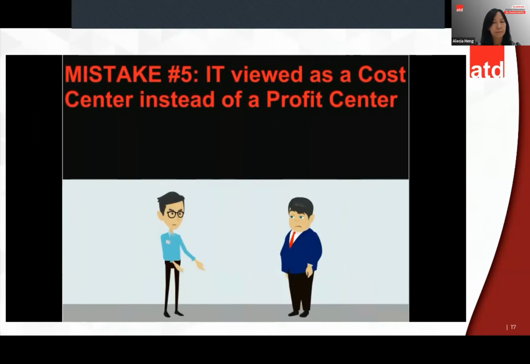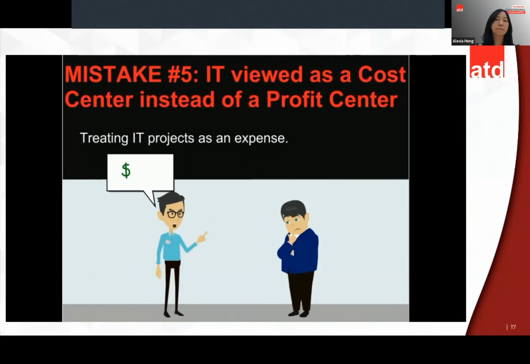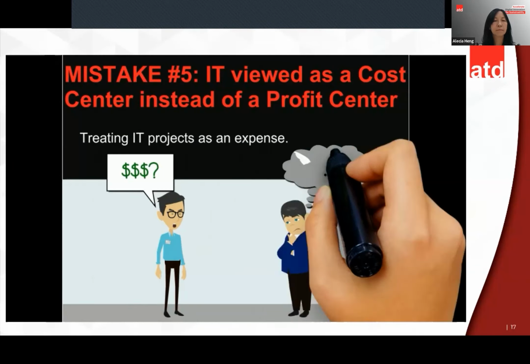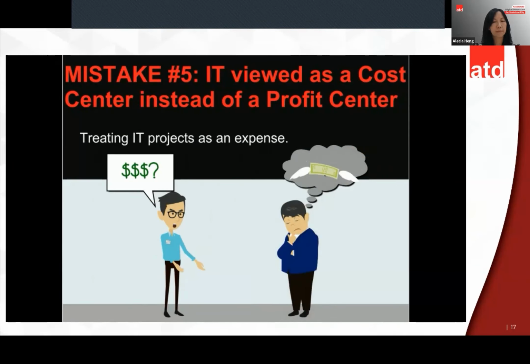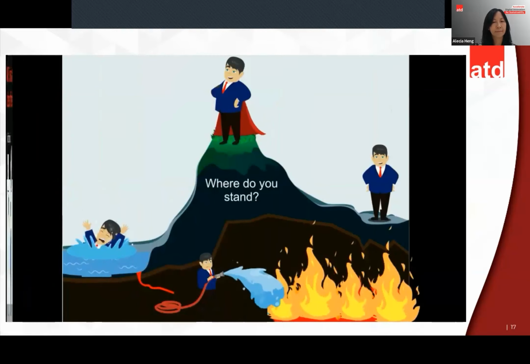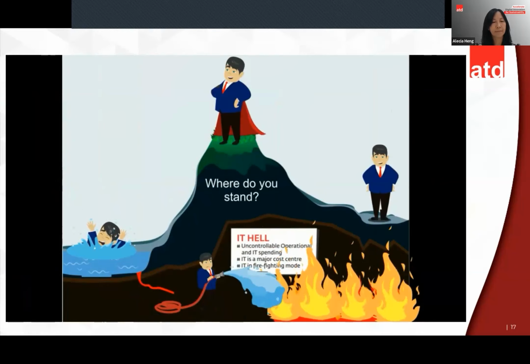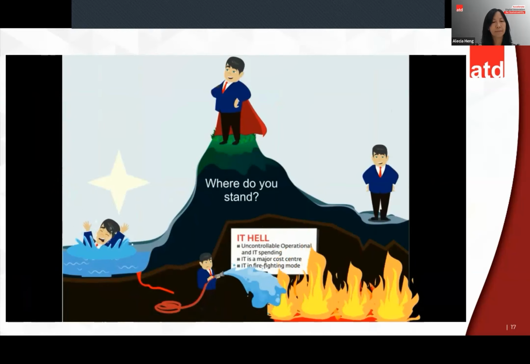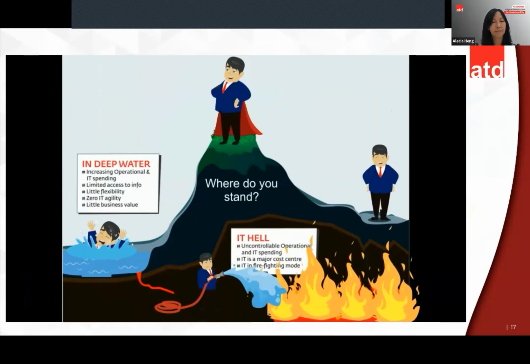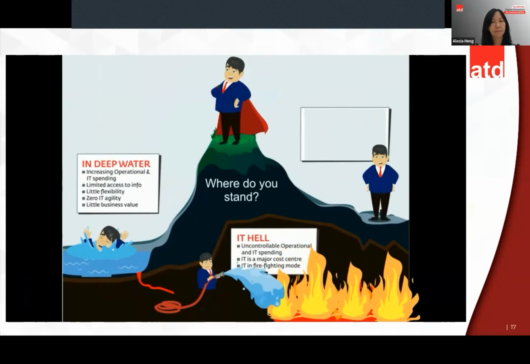Mistake 5: IT viewed as a cost center instead of a profit center. Return on investment is difficult to measure when it comes to IT, which is often seen as a cost of doing business. So, where does your IT department stand? Is it in IT hell? In deep water? On dry ground?